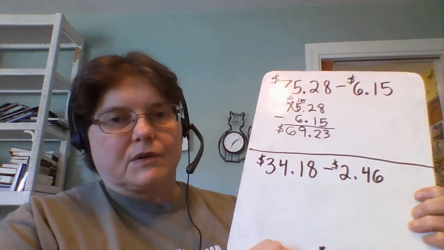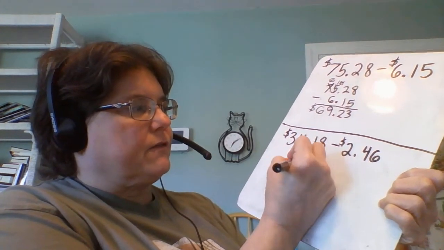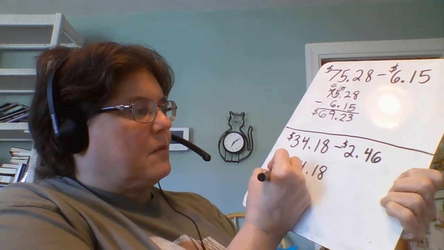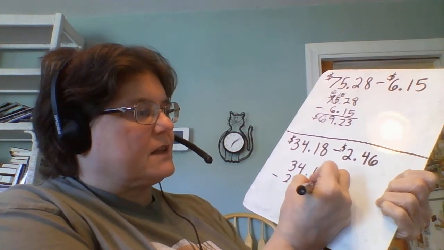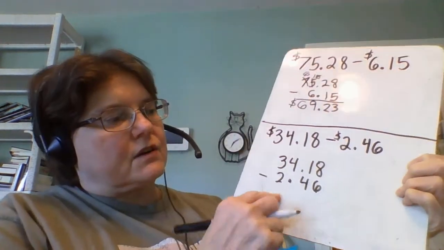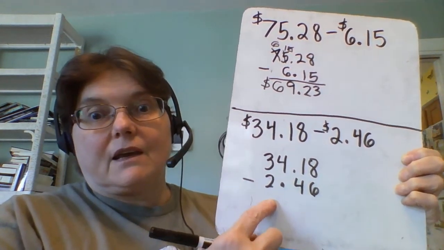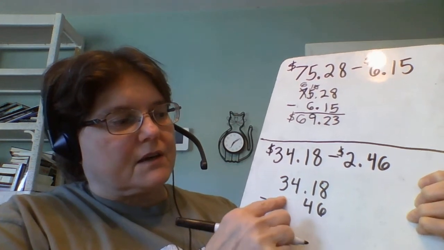Let's try one more. I'm going to write it vertically. $34.18 minus $2.46. Does that look right? Can I start here and say 3 minus 2? No, I can't. My decimal points are not lined up, and my 2 is not in the right place.